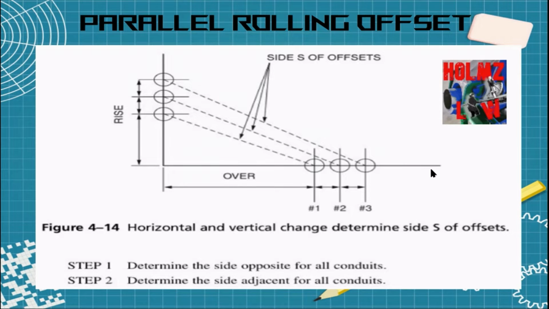So let's get to the next slide where it actually matters. Here you see how we're going to do an actual rolling offset. You see that the inside conduit is the bottom one, and so forth, as the outside one starts going to the higher portion of your rack.